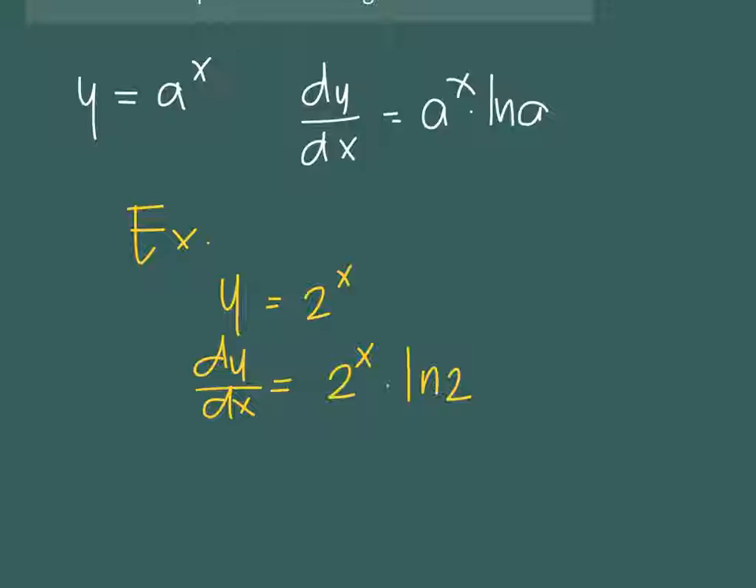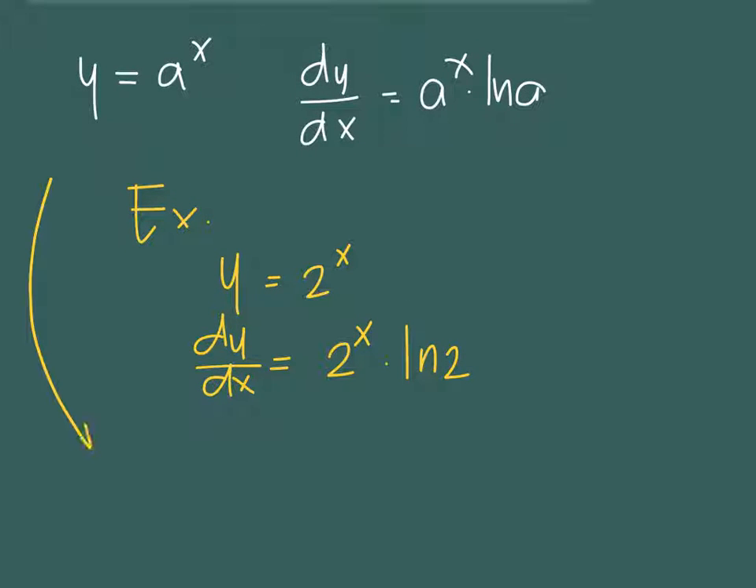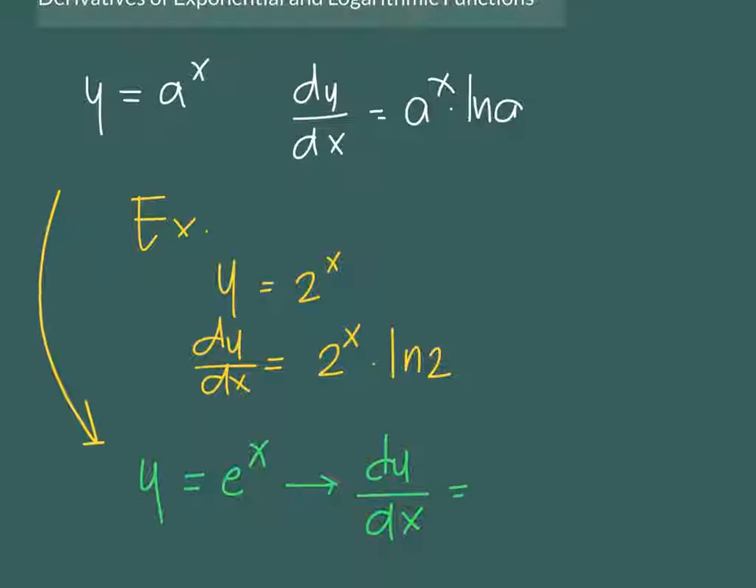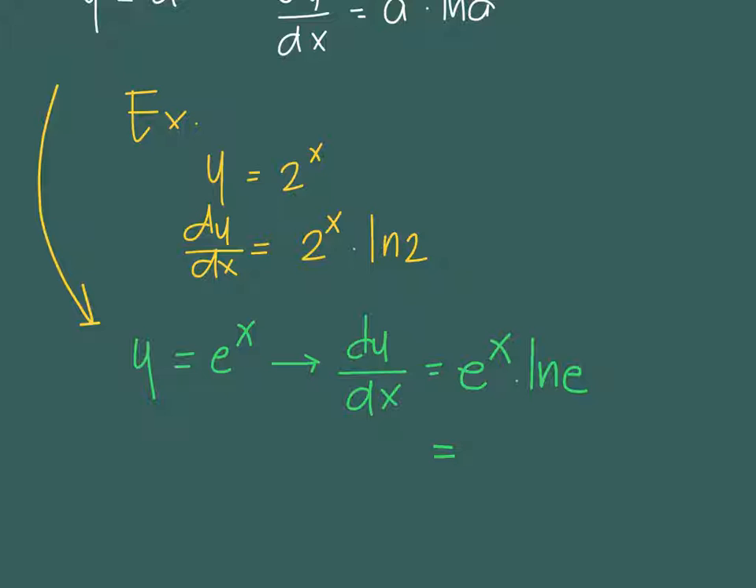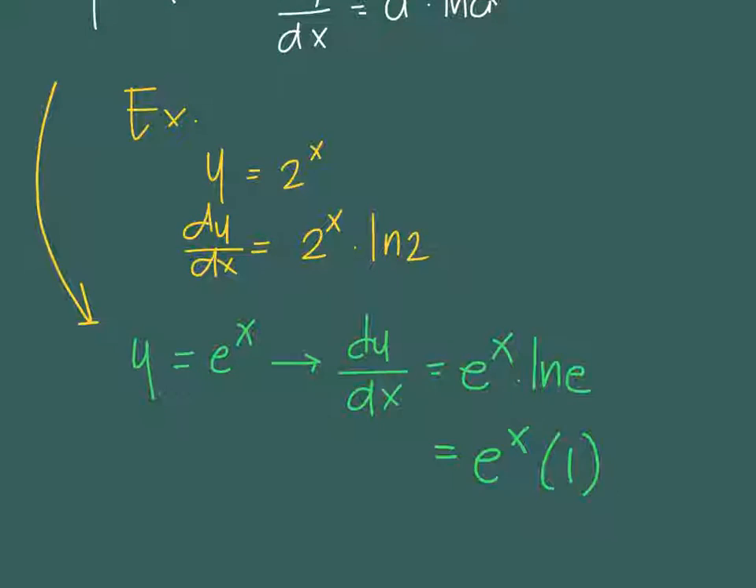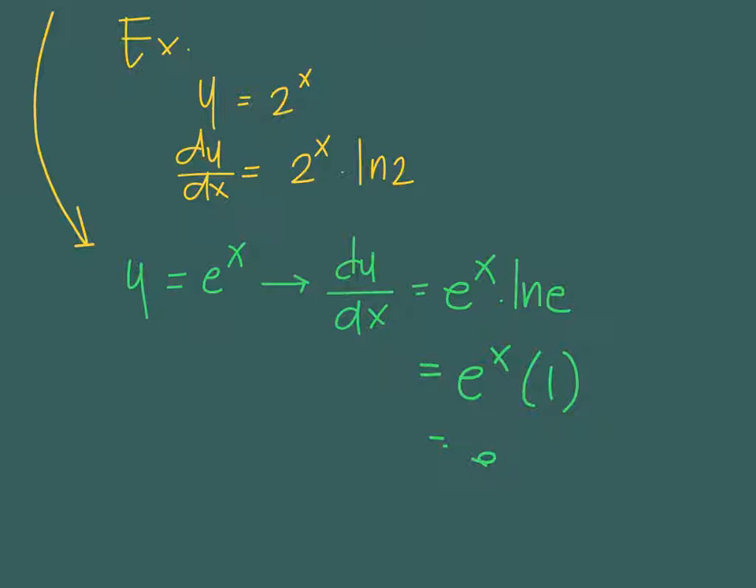This exponential equation can be extended to y equals e to the x, wherein the derivative of y with respect to x is, by the rule, e raised to x ln of the base e. But ln e is a special value. Ln e is 1. So the derivative is also e to the x.